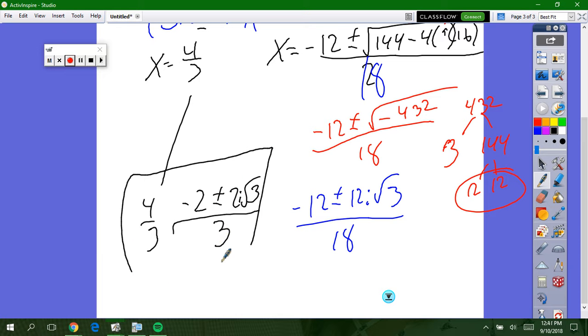Notice how many solutions did I get? How many solutions did I get? There we go. Where did the 3 come from? Well, 4/3 is 1. How does the other thing, even though it's only written once, become 2 solutions? Plus or minus makes it 2 solutions. Okay. Any questions on that?